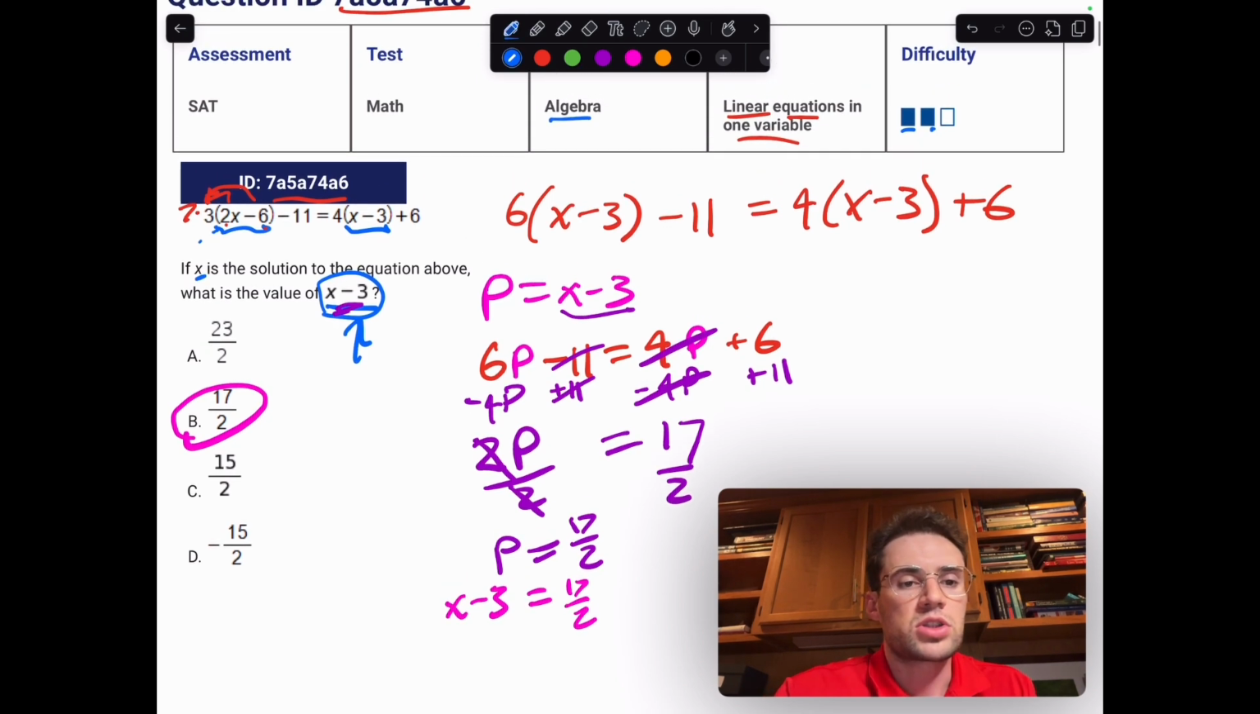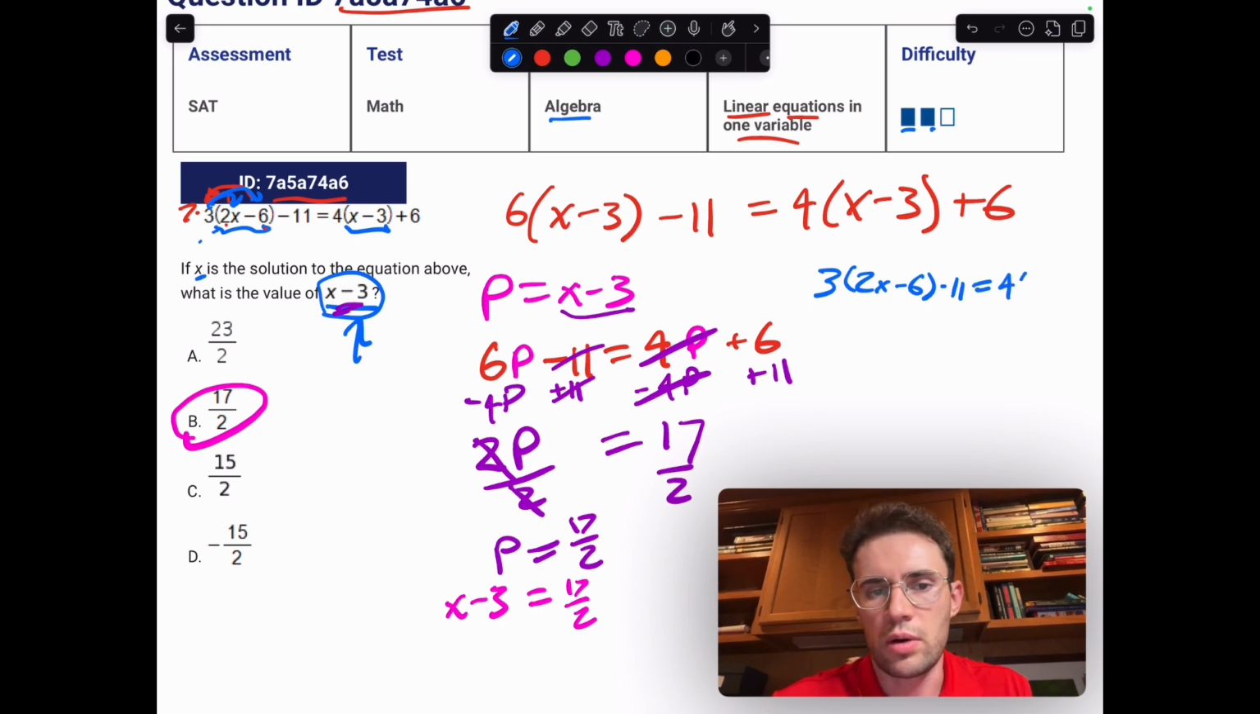But if you feel more comfortable just doing it how you would in a normal algebra class, we can just distribute this 3. So 3, or I'll rewrite the whole problem. 3 times 2x minus 6 minus 11 equals 4 times the quantity x minus 3 plus 6.